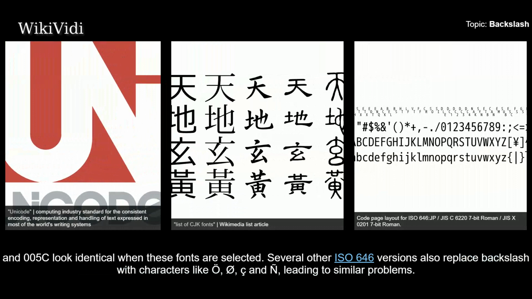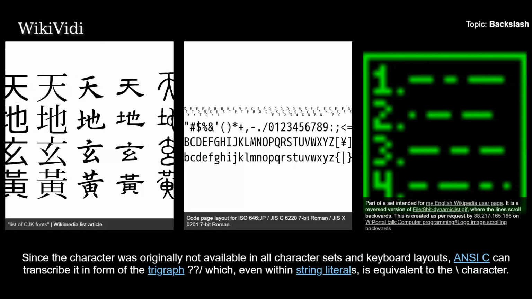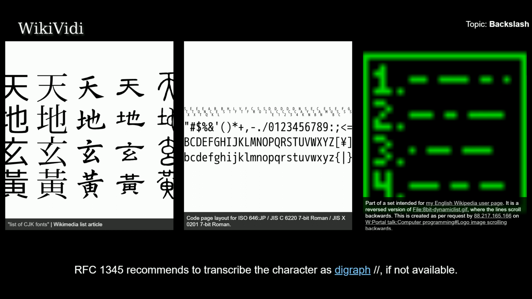Since the character was originally not available in all character sets and keyboard layouts, ANSI C can transcribe it in the form of the trigraph ??/, which, even within string literals, is equivalent to the backslash character. RFC 1345 recommends to transcribe the character as digraph // if not available.